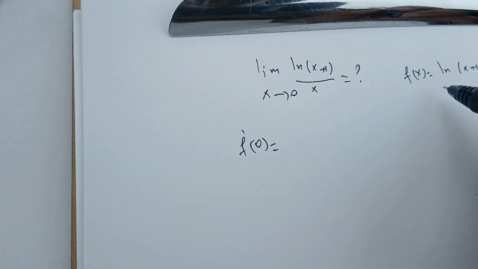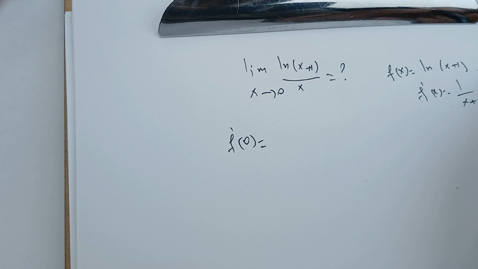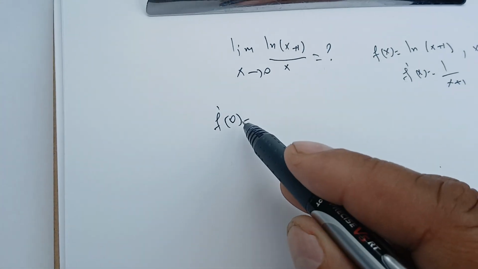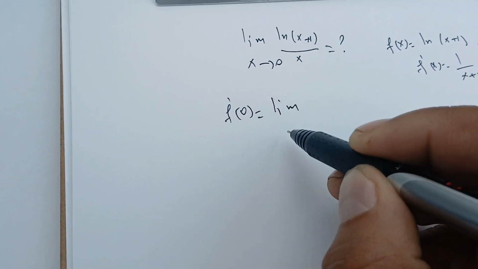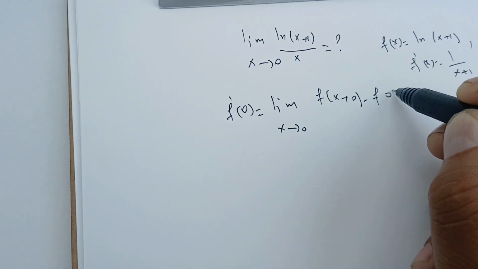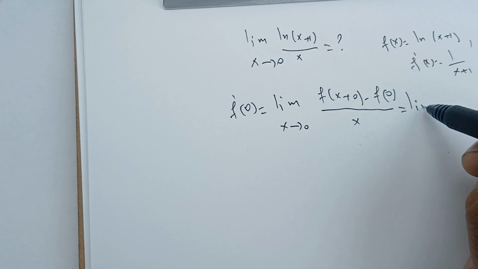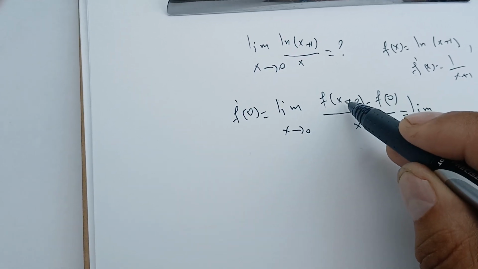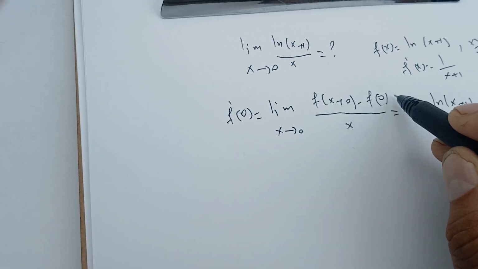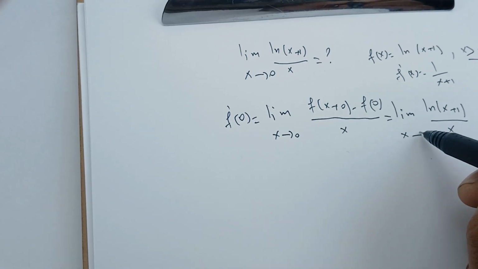at 0, by the way, the derivative is f prime of x is 1 over x plus 1, and this function is defined for x bigger than minus 1. So f prime of 0 is the limit as x goes to 0 of f of x plus 0 minus f of 0 over x minus 0, which is x. So here, when we plug the values, f of x plus 0 is just f of x, it's ln(x+1), minus f of 0. f of 0 is ln of 1, which is 0, over x. And x goes to 0.